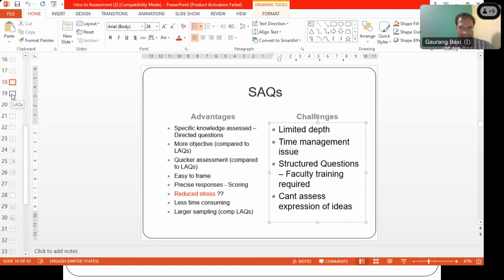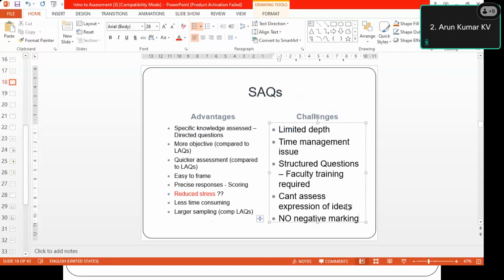Sir, there is no negative marking, so there are chances of guessing. But can students really guess something for SAQs? Like, as I was telling, advantages and disadvantages, you can just correlate the other answers and put it there. You need not explain in depth. So yes, again, it boils down to how questions have been structured and framed. Correct.